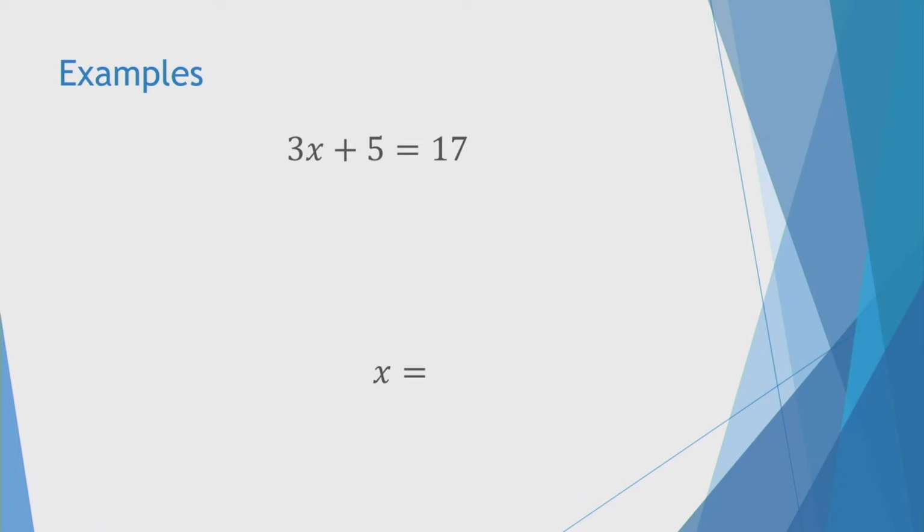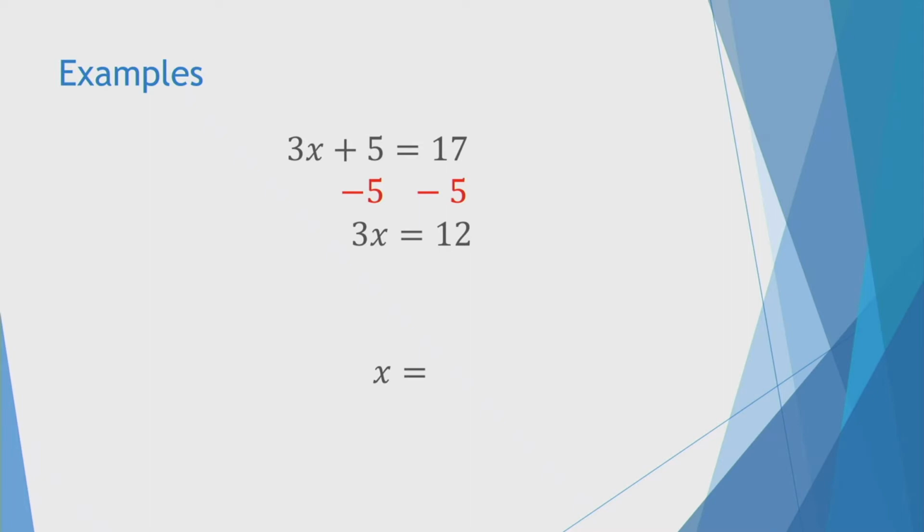The opposite or inverse operation of addition is subtraction. So that means we subtract 5 from both sides. When we do that, the positive 5 and the negative 5 cancel out. They become 0. It leaves you with 3x on the left side and 12 on the right side. Now we're left with one term on the left and one term on the right.